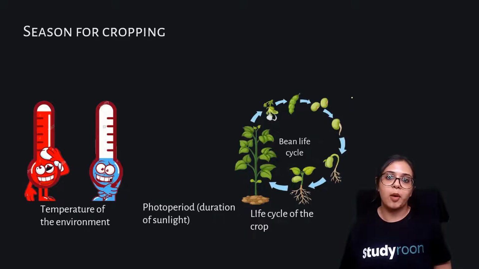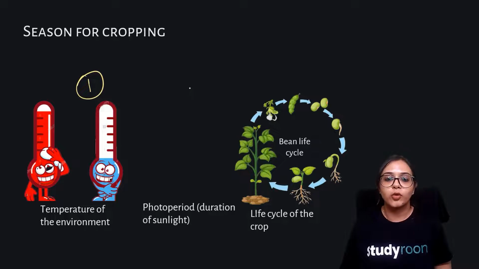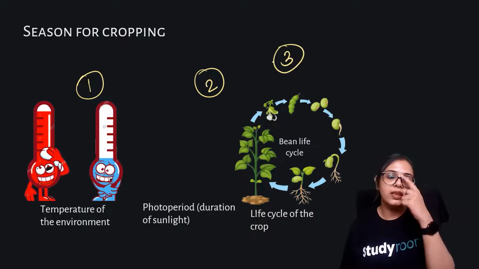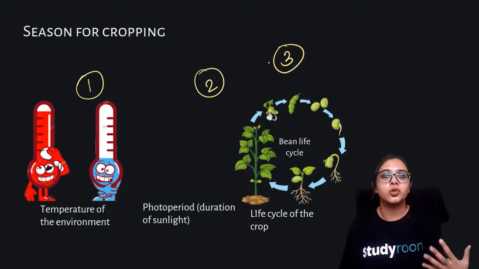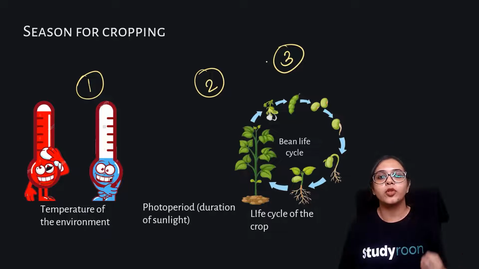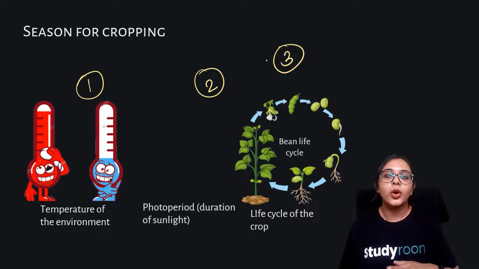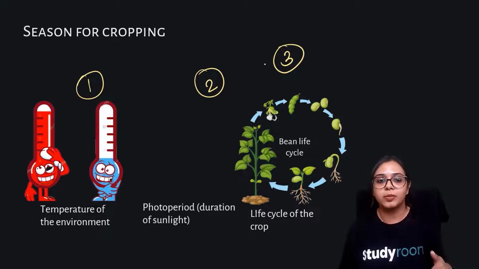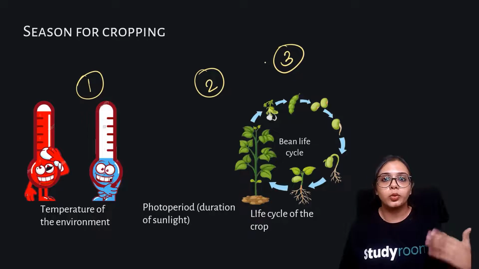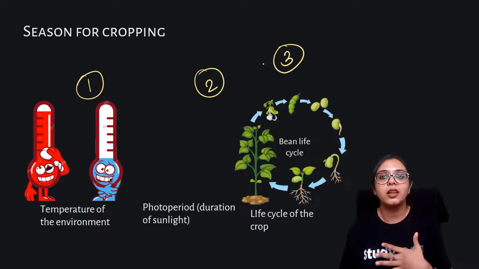The season for cropping is going to be dependent on factors such as temperature, factors such as photoperiod, meaning the duration of sunlight to which that crop is being exposed, and the life cycle of that crop. It means that certain crops, if they are subjected to an increase or decrease in temperature, then naturally their ability to absorb nutrients from the soil, to absorb water, to absorb sunlight is going to decrease, because they are not going to function in that increased or decreased temperature. They're going to turn bad, and we're not going to get our desired crop, our desired harvest.